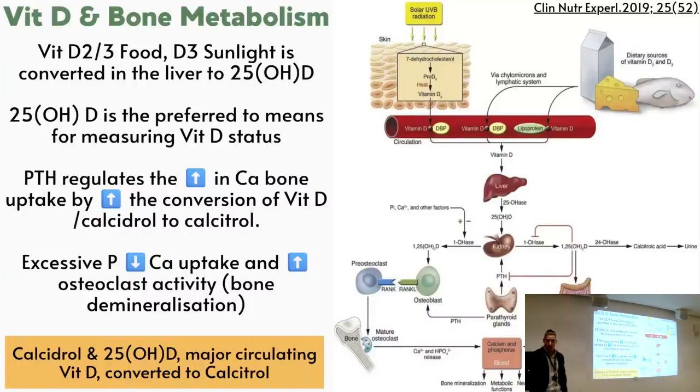Parathyroid hormone regulates the calcium uptake, so what that does is it converts the calciferol into calcitriol, which allows you then to go on and to absorb more calcium in your intestine, and from that point there you can then incorporate that into your bone as part of the metabolism.